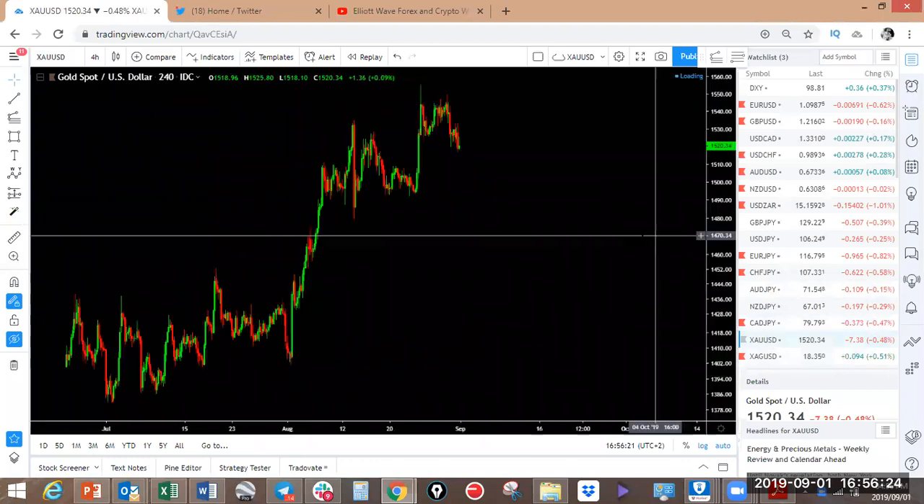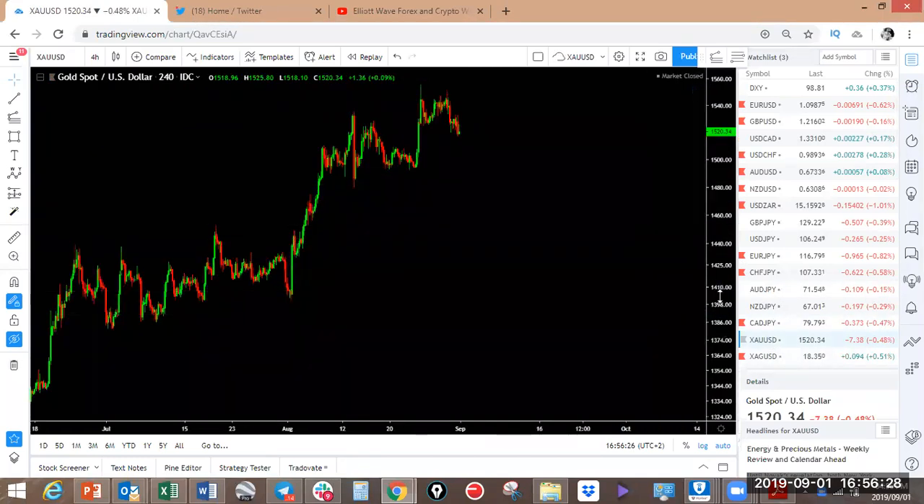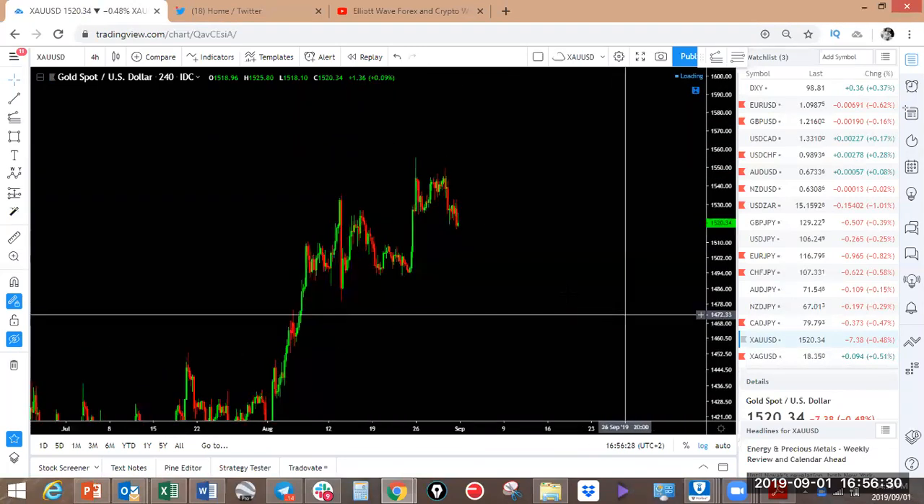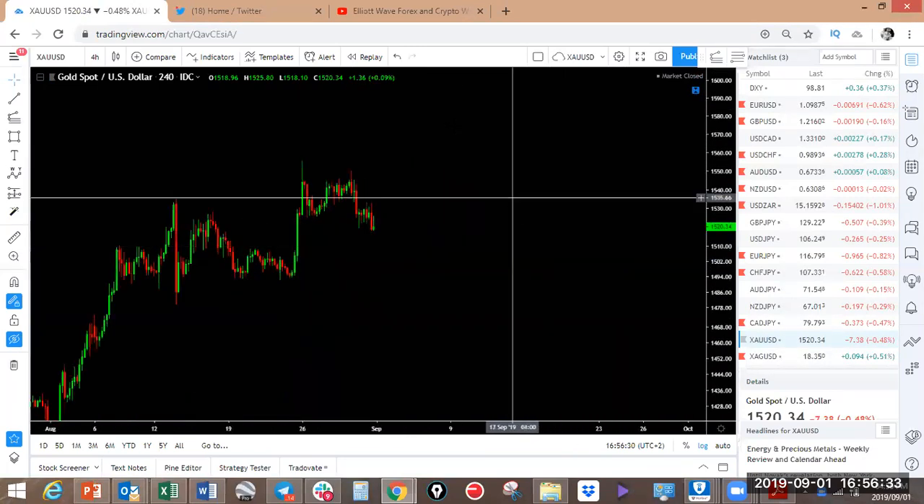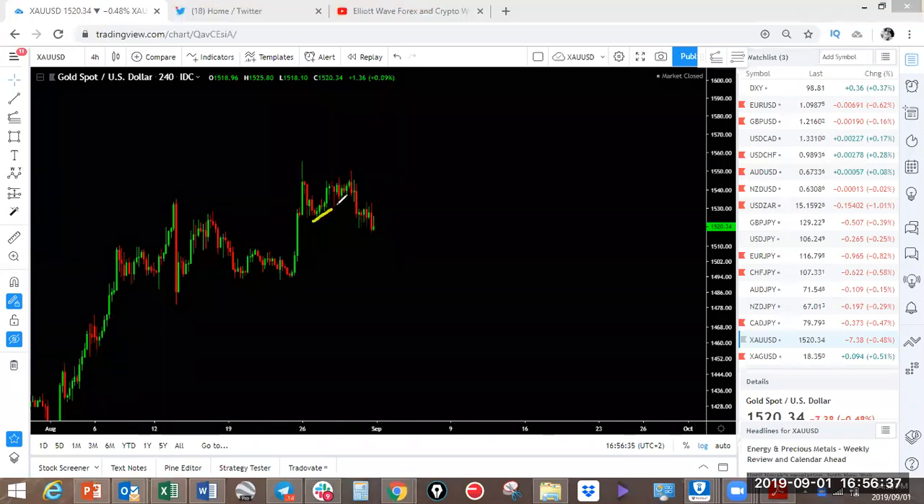Let's look at silver and gold. We'll start with gold. Now gold, we have taken a trade here in our group that we are managing. So the trade we took was from here, short. Okay, so we're looking for this one to push into the blue box.